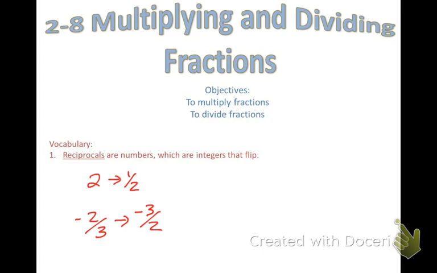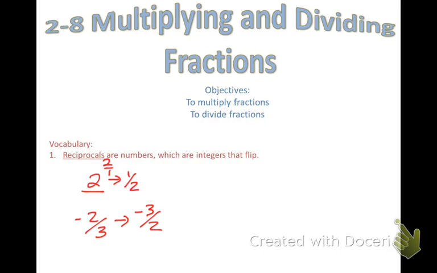Reciprocals are numbers, which are integers that can be flipped. So if you look, this is our original number, that's 2. In our reciprocal, we would flip the 2. We would turn 2 into 2 over 1, and then we can flip it, and it would be 1 over 2.